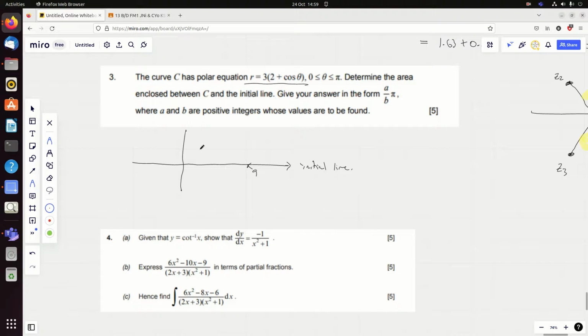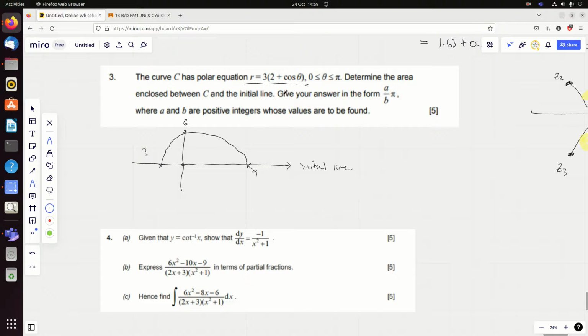What about when theta gets to pi over 2, when we're over here? Well, cos of pi over 2 is 0, and you get 2 times 3, which is 6. What about when theta is pi? Cos of pi is minus 1. 2 minus 1 is 1, and 1 times 3 is 3. So we're going to get something like that.